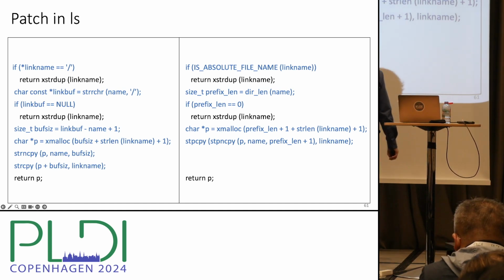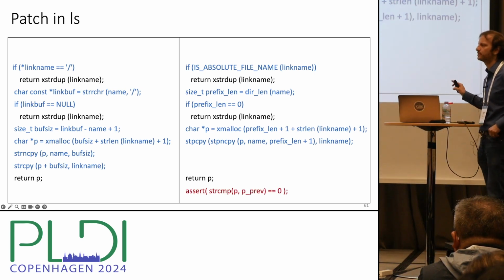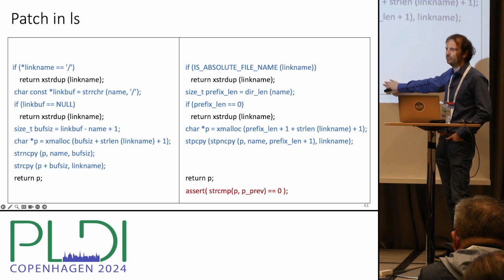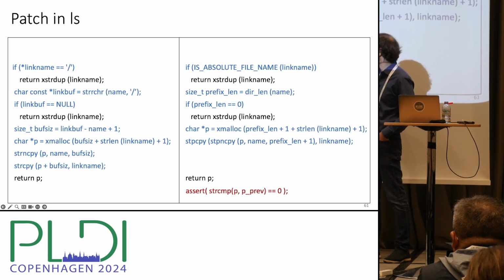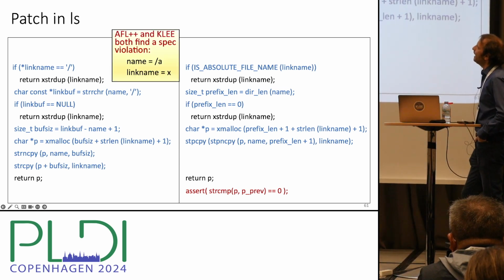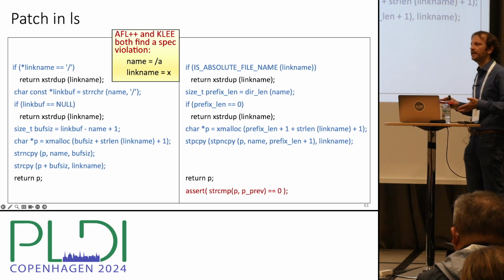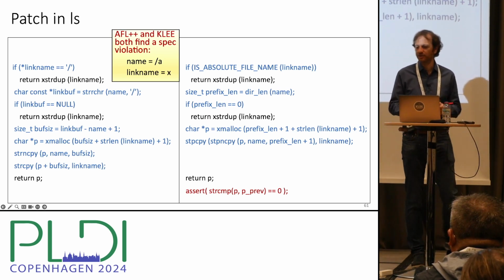We wrote three different patch specifications, these simple asserts, for this patch. I'm going to focus on one of them, the most obvious one, where we say that because this is a refactoring, we want in the end the outputs to be the same, right? So if I compare p, which is the pointer to the string that this function returns, it should be the same as p_prev under strcmp. Once we wrote this patch spec and we ran AFL++ and KLEE, they both found a violation quite quickly. This is one input that was generating /a for name and the nickname x, so quite a simple input, but it does show a difference between the two.